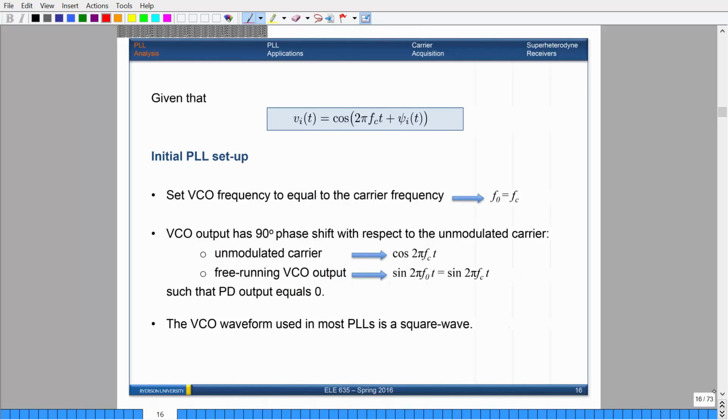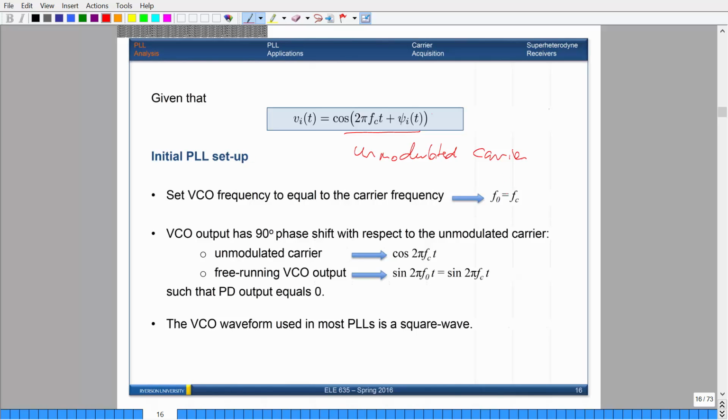We'll talk a little more about how the actual system works. Let's assume for the moment that we have an unmodulated carrier, so we don't have any message signal coming in. We just have a cosine coming into the input with some error terms that will make it deviate away from the true carrier frequency. Now, how you would initially set up, well, it makes sense.